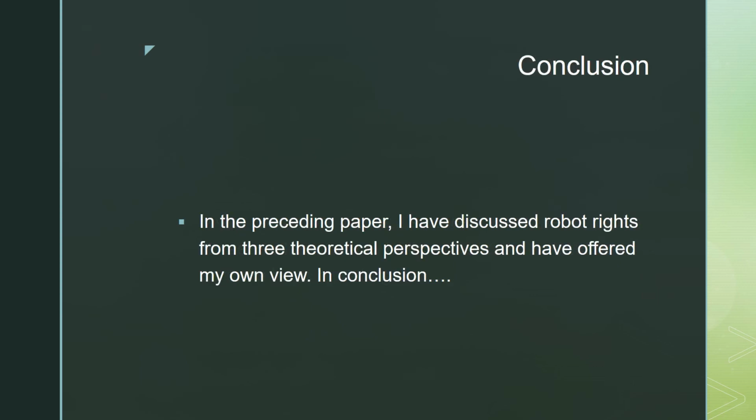And then finally, you have your conclusion. I just do a standard kind of conclusion. In the preceding paper, I have discussed robot rights from three theoretical perspectives, and I've offered my own view. In conclusion, and so on. This gives you the basic layout of the whole paper and how, dividing it up into paragraphs, that's a good way for you to structure it.